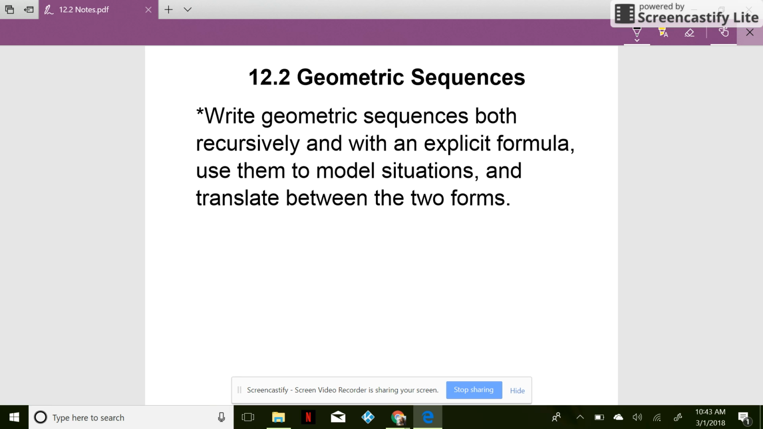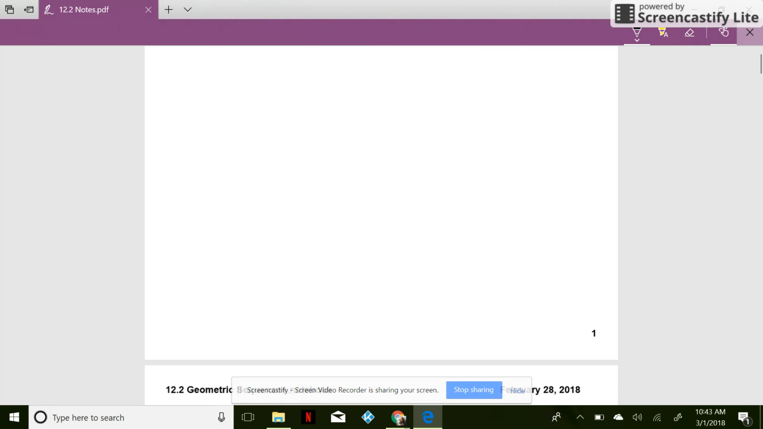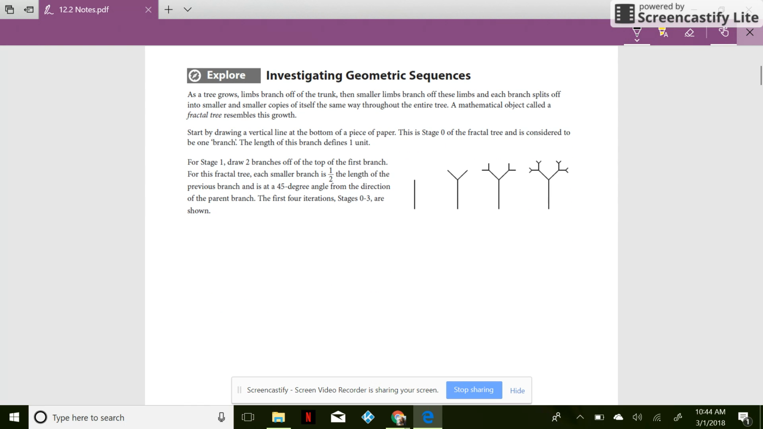We're looking at section 12.2, geometric sequences. So we're going to write geometric sequences, both recursively and with an explicit formula, use them to model situations, and translate between the two forms.